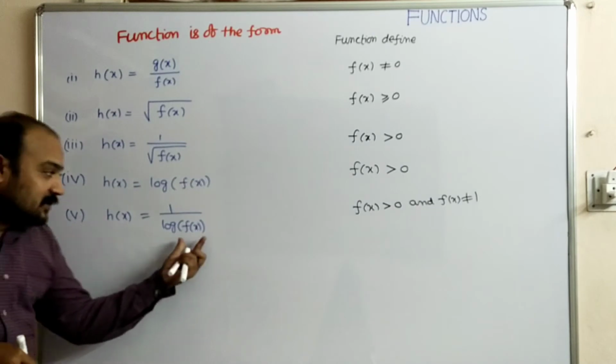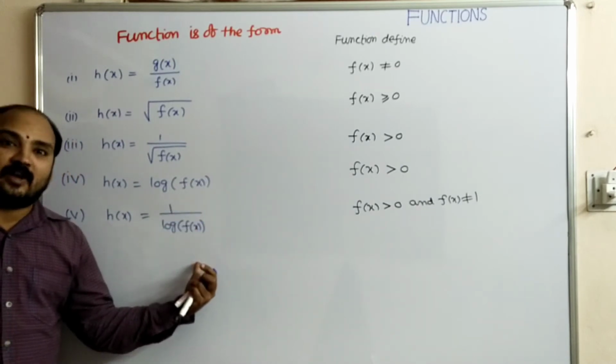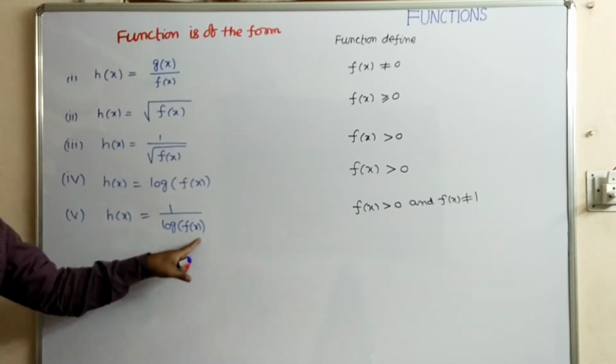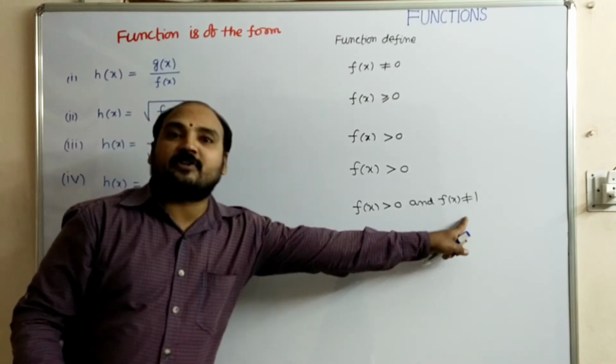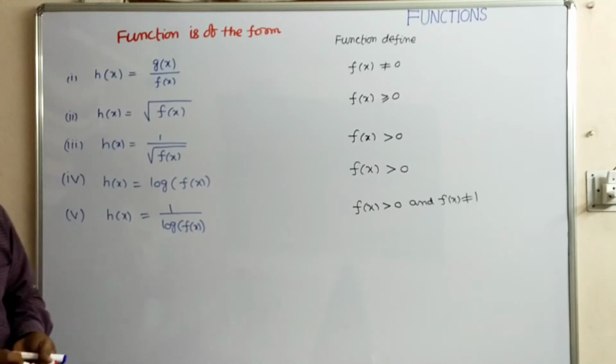Suppose f of x is equal to 1, log 1 is 0, no? So 1 by 0 is undefined. That is the reason whenever the function is in this form, 1 by log f of x, f of x should be greater than 0 and f of x should not be equal to 1. In these cases, the functions are defined.